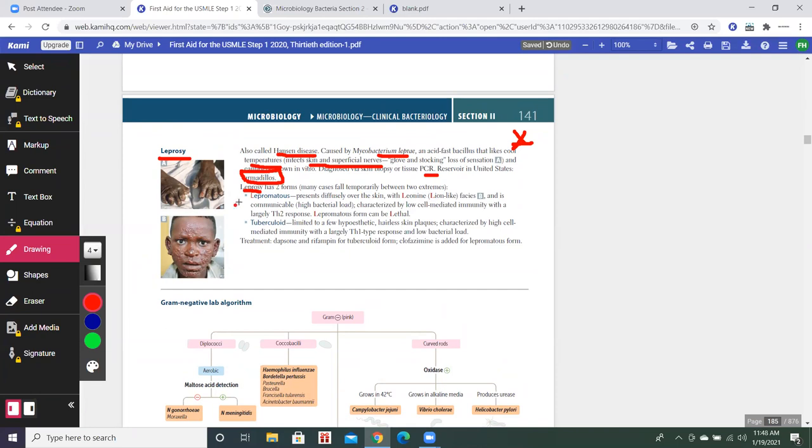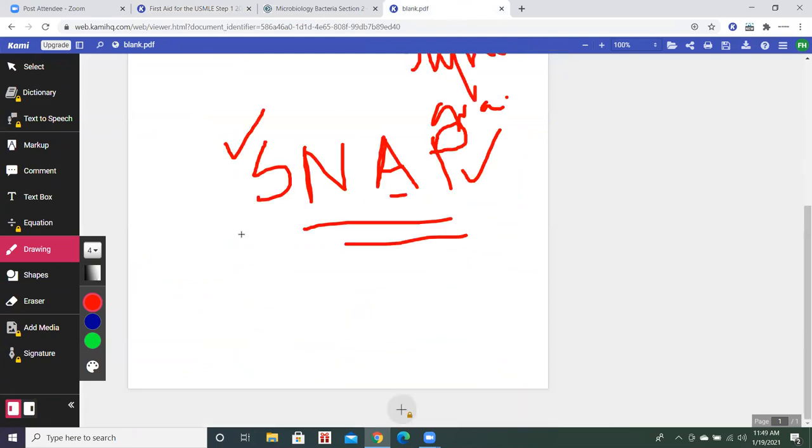There are two types of leprosy, lepromatous and tuberculoid. I'm going to talk about these two over here. So this is lepromatous. This is tuberculoid. Now, the type of immune response that lepromatous leprosy will have is they largely rely on Th2 response. In tuberculoid leprosy, they largely rely on Th1 response.